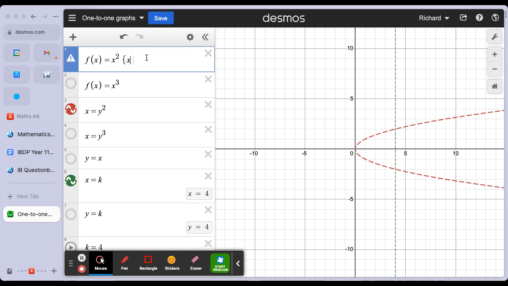If I set a restriction on the domain so that the original function does pass the horizontal line test, then its reflection will also exist as an inverse function. So in other words, although f of x equals x squared for all x does not have an inverse function, f of x equals x squared for x bigger than or equal to 0, that does exist.